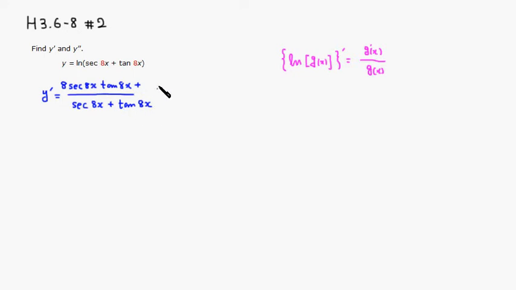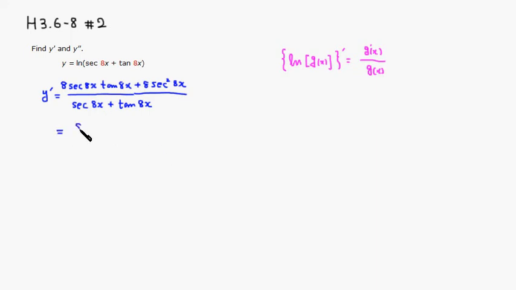derivative of tangent is secant squared. So you have secant squared of 8x, but because of the chain rule, we have to multiply by the derivative of 8x, which is 8. Right? So we have that. Then luckily, we can factor out the 8 secant of 8x. So let's do that to simplify.